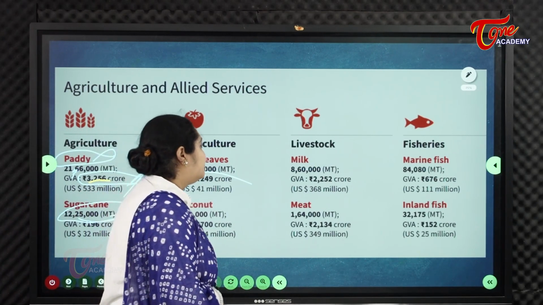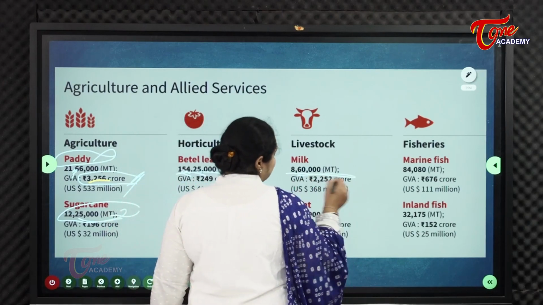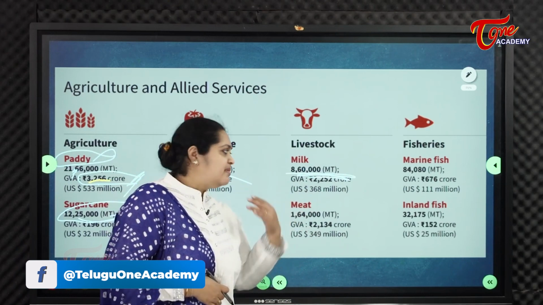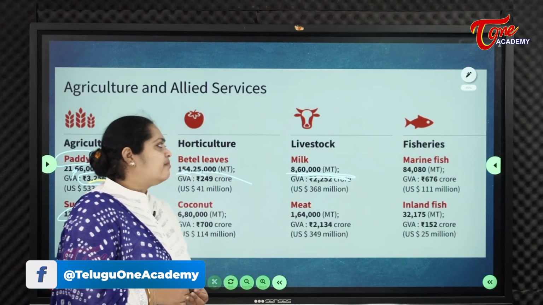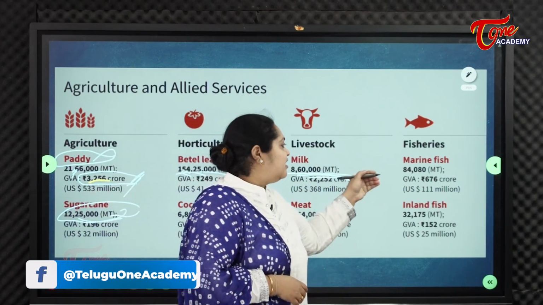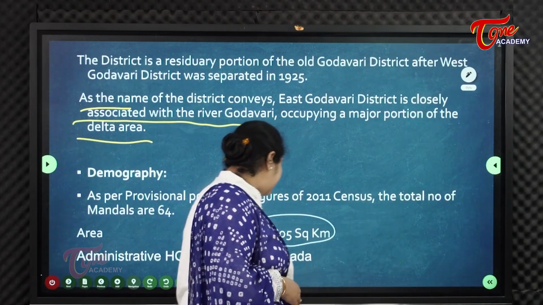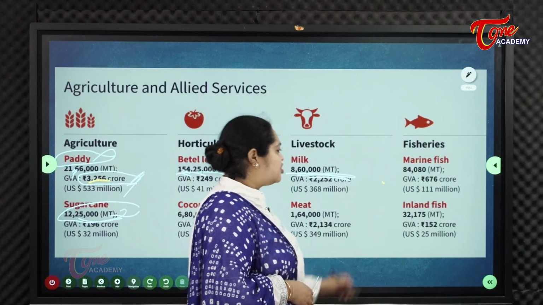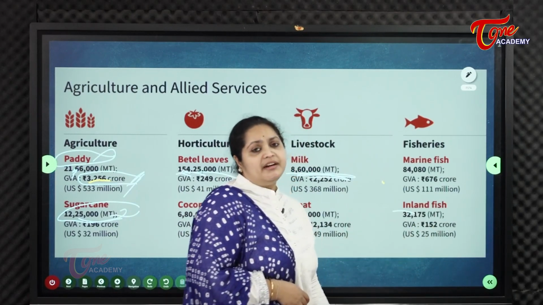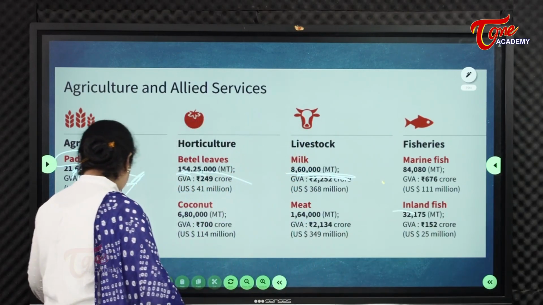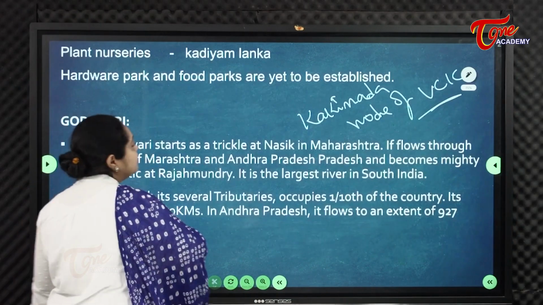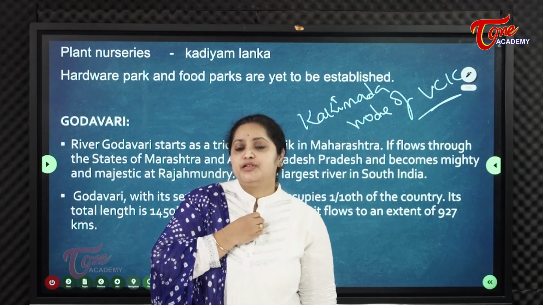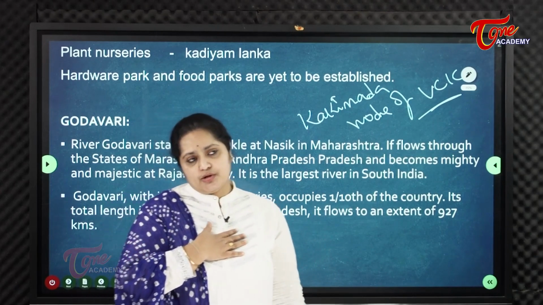Livestock: milk, 8,60,000 million tons, and meat, 1,64,000 million tons. How much from marine fish? 84,080 million tons from marine fish. Inland fish, 32,175 from inland fish.